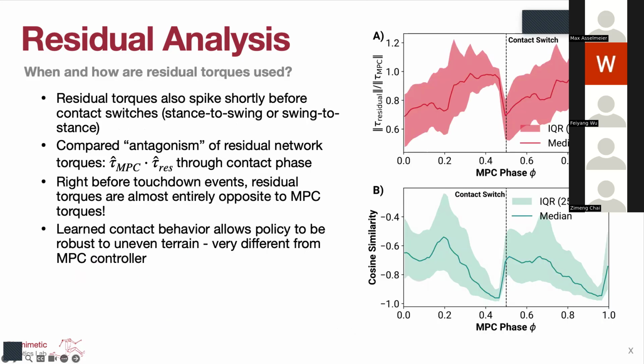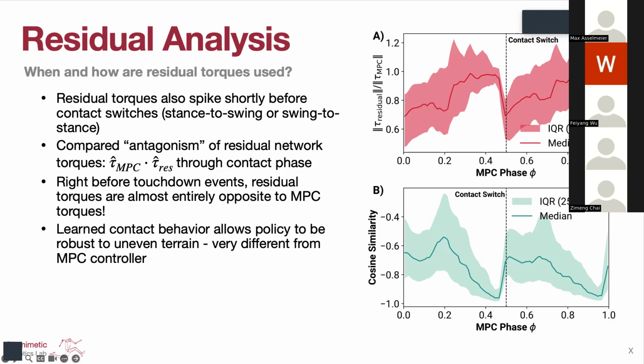This is a similar thing where we look at that same ratio over the contact phase. So at 0.5, we have this contact switch. And what we see is that we're trying to use more residual torque, the policy is activating more right before contact, and then it follows the MPC again.